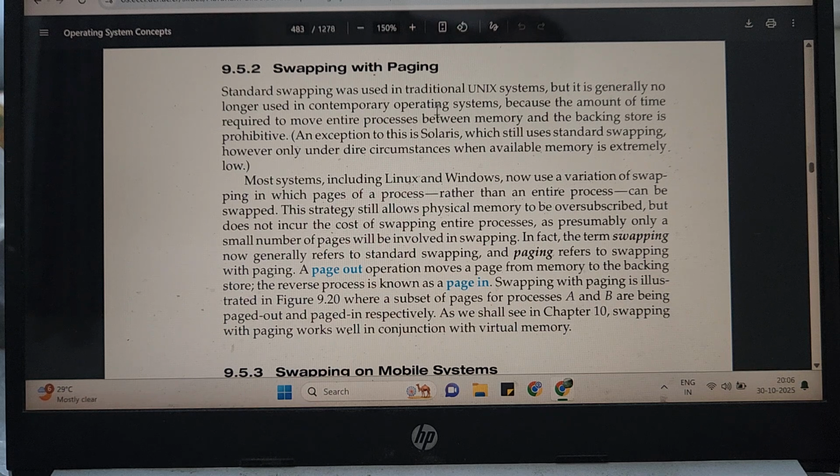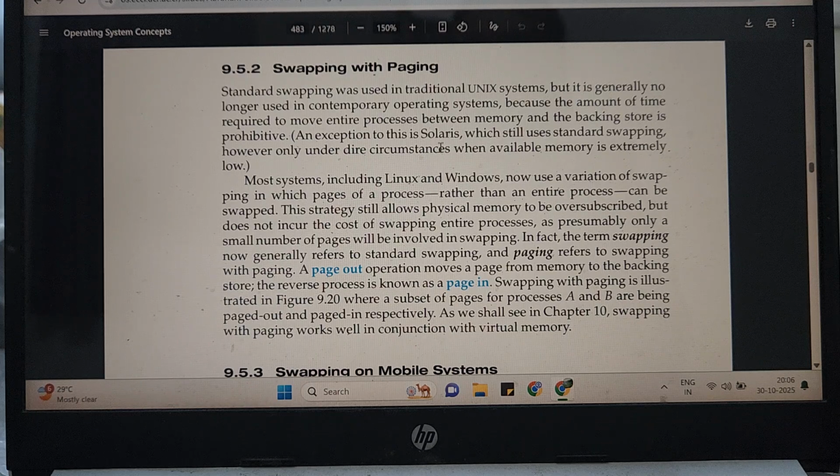Right, now we saw what swapping is, and I concluded by saying there are variants. The simplest variant, standard swapping, is what I explained in the previous part. Now we are not going to look at too many variants of swapping, just one other variant which is called swapping with paging. So what happens here is very simple.